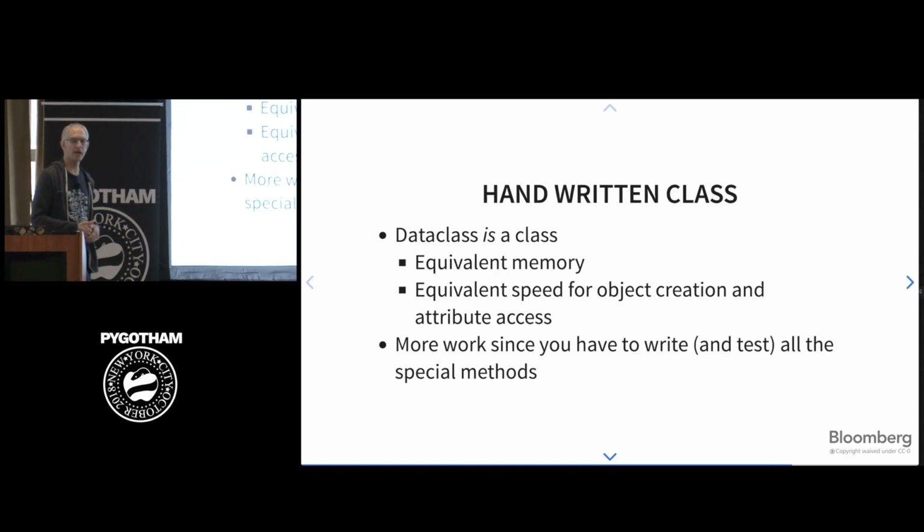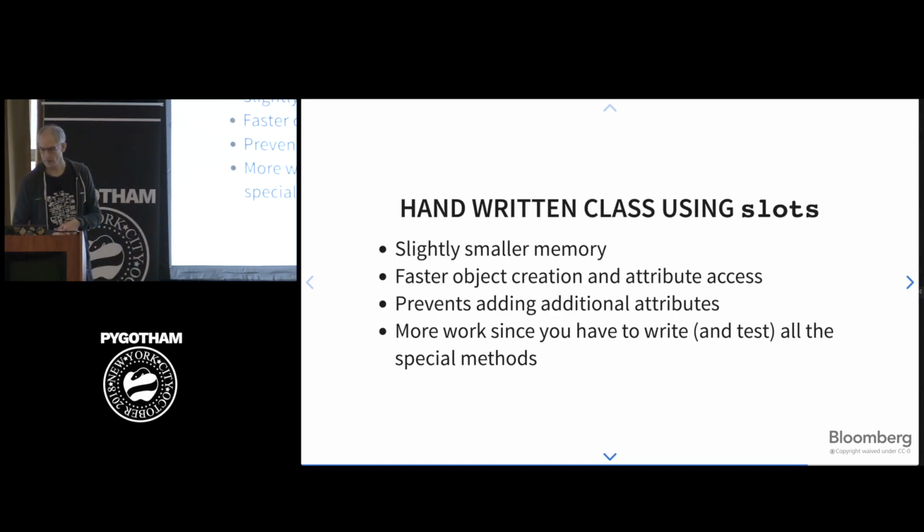I could write my classes by hand. After all, a data class is a class. Equivalent memory, equivalent speed, but writing the class myself is more work because I have to write more code and I have to write tests for that code. Lastly, I want to mention handwritten classes using slots. Slots do have a slightly smaller memory footprint compared to a standard class. Because of that, they also have slightly faster object creation, and the attribute access is slightly faster.